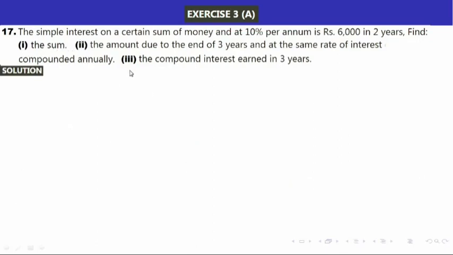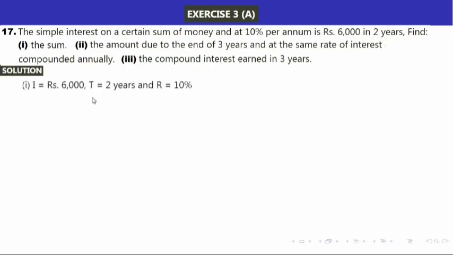Let's see another question, question number 17, the last question for the day, which says: the simple interest on a certain sum of money at 10% per annum is 6,000 in 2 years. Find the sum. First is simple interest. I hope all of you remember the simple interest formula. The sum of money means we don't know the principal; the rate is 10% and time is 2 years.